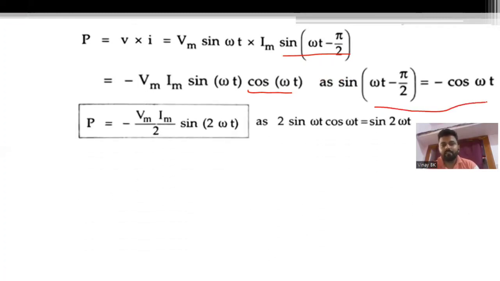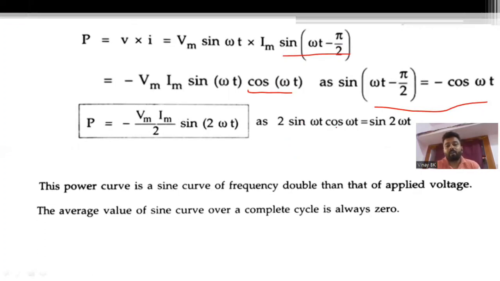So you can get sin omega t into cos omega t, which you can write in terms of sin 2 omega t by 2. Here you can observe the power curve is a sine curve with double the frequency of the rated voltage. So you can consider this power as 0.